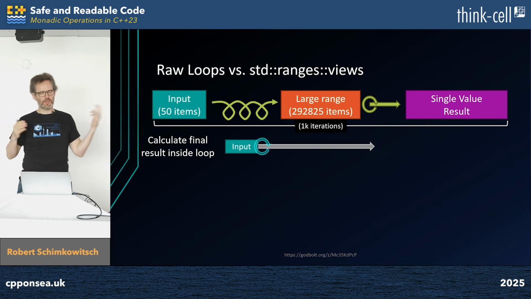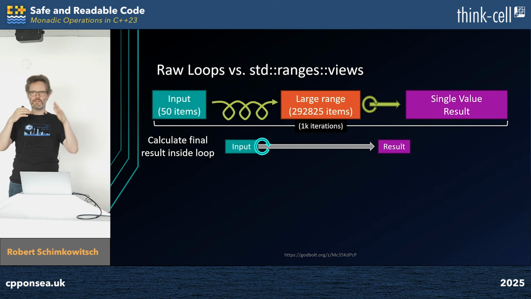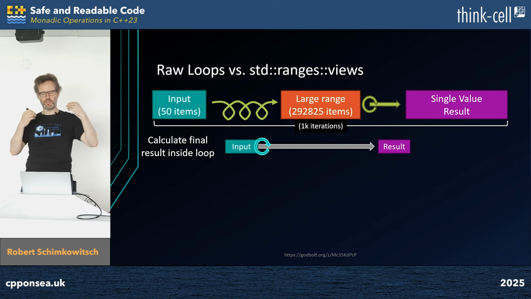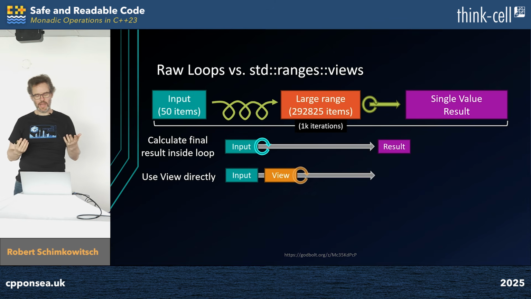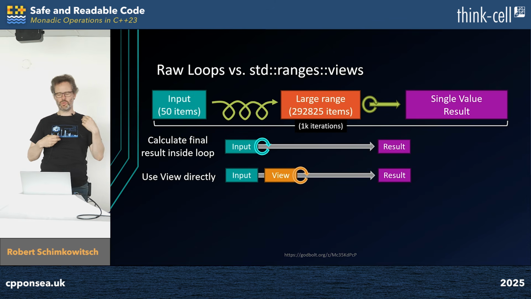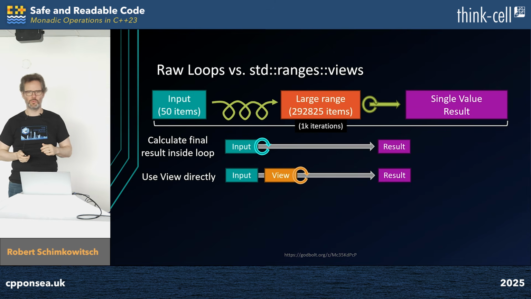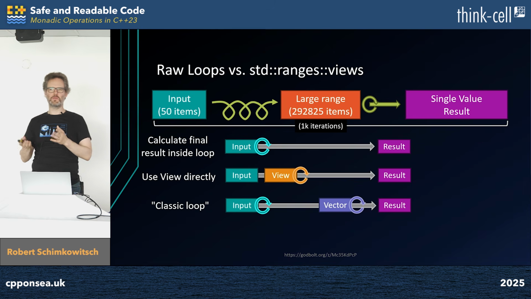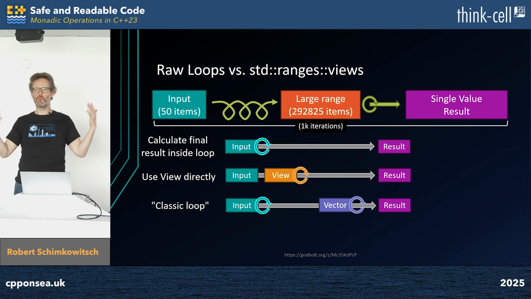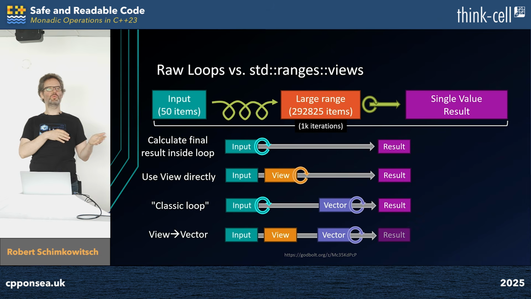And now I have different options to do that. I can do the basic thing and do nested loops that directly work on the initial input and directly give me the final output. I can use views to create a view on this intermediate large vector and then compute it down to one single result. I can do the same in a classic fashion by creating a vector that holds the intermediate values. Or I can use a view to create this intermediate vector.